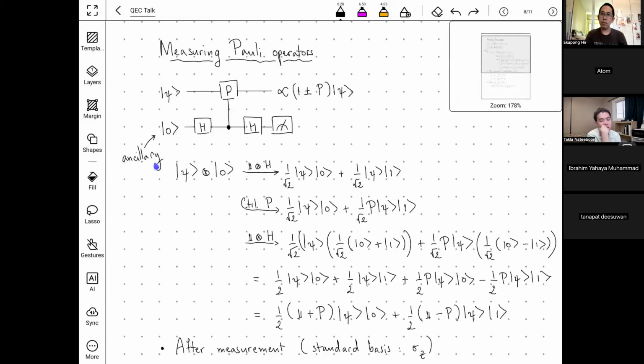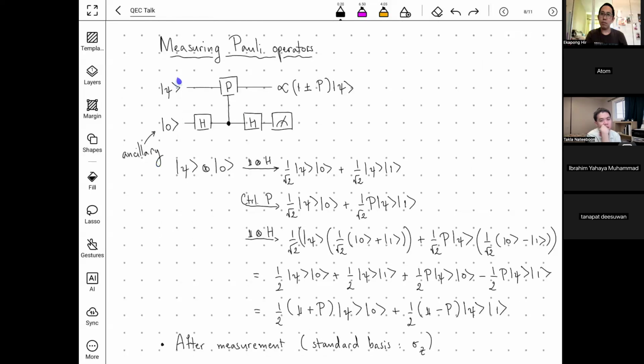So when you do that, you start with a state psi, and then you put in an ancillary qubit, which, for those who aren't here, means a helper qubit. It is a way to, I wouldn't say non-destructively measure the state, but it is still a measurement of the state, which you can extract information from. So let's go through the calculation and see what this circuit does to the qubit.